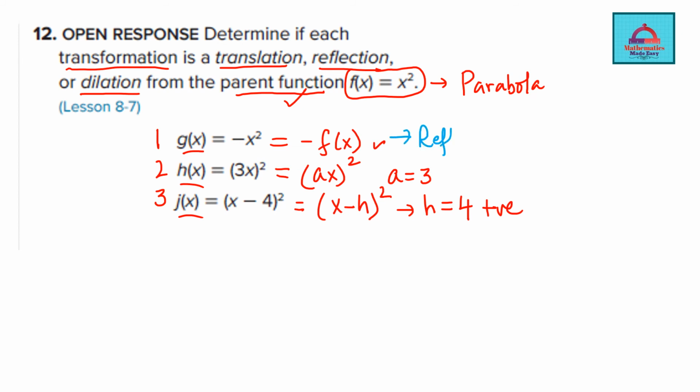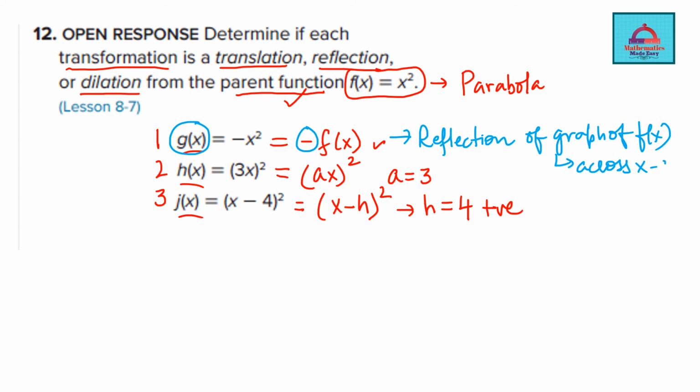So the first kind of transformation in this question is reflection, where you have the negative sign. The graph of gx is nothing but the reflection of the graph of fx, which was the parent function. And because it is a negative sign here, this is going to be reflected across the x-axis. So that's how we say it for the first kind of transformation. So reflection is done. Let's come to the second one, hx.